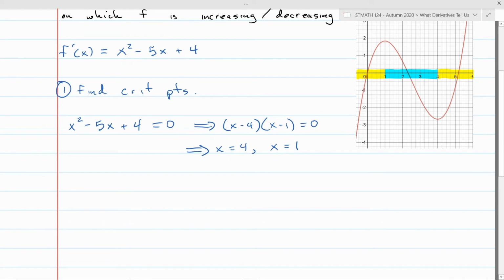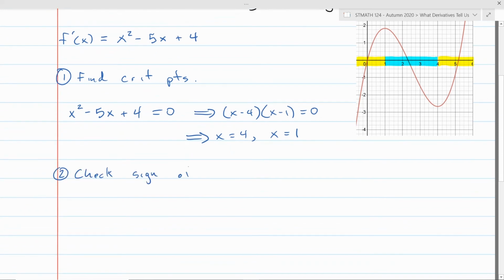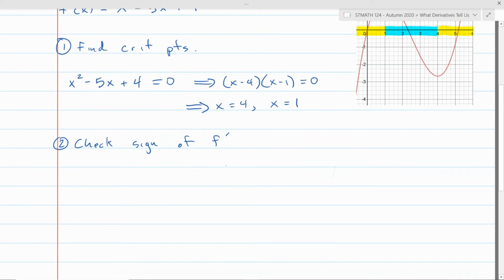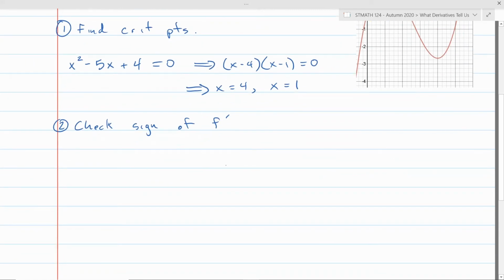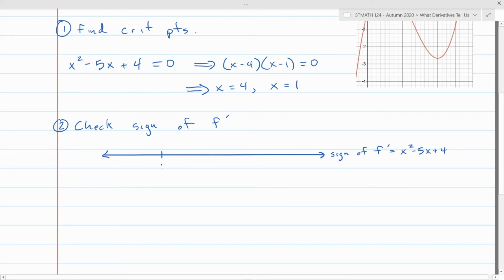Okay, so now we've got to check the sign of f prime. So the way we do this is we make a number line. And on that number line, I'm going to make notes about the sign of f prime. Okay, so I'm going to put my two critical points on there. I had x equals 1 and x equals 4. These are places where the sign of the derivative might change. The sign of the derivative can't change anywhere else. In order to change from positive to negative, it has to go through 0 or a place where the derivative is undefined. So all we need to do is plug in some test points.